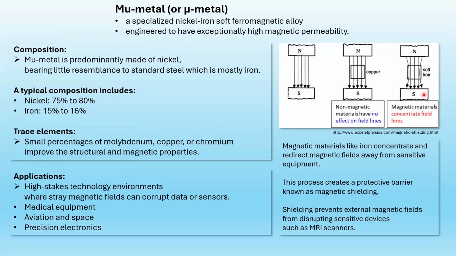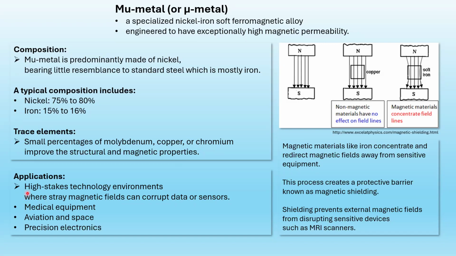All right. For the mu metal, typical composition includes nickel, about 75% to 80%, and iron, and then there's some other trace elements, a small percentage of molybdenum, copper or chromium, that improve the structural and magnetic properties. Applications.